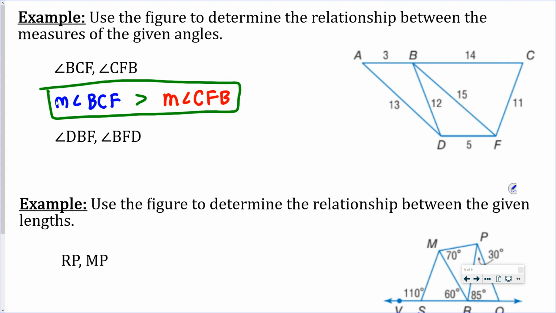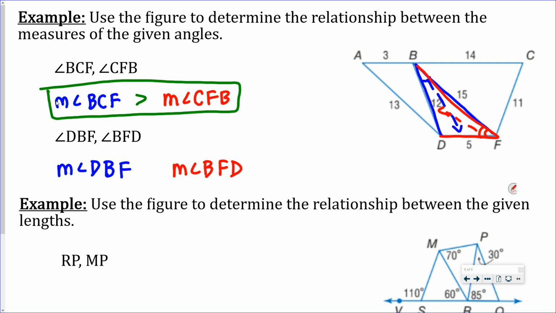Next one, DBF and BFD. All right, looking at my first one, DBF. DBF is across from a side measure of 5. So I need to compare that to the angle across from a side length of 12. Or you can think this symbol's got to eat the bigger number. So 12 is my bigger side there, so that one should be less than.